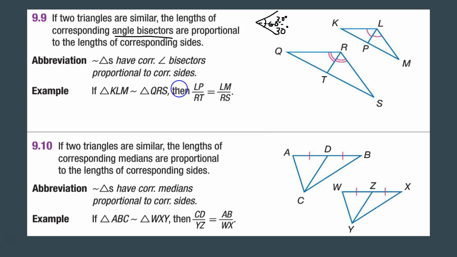Alright, so in our example here, it says if triangle KLM was similar to triangle QRS, then we would have our corresponding angle bisectors. In this case, LP would have to be proportional to RT. And then it says corresponding to corresponding sides. So equal to LM, which is proportional to RS.